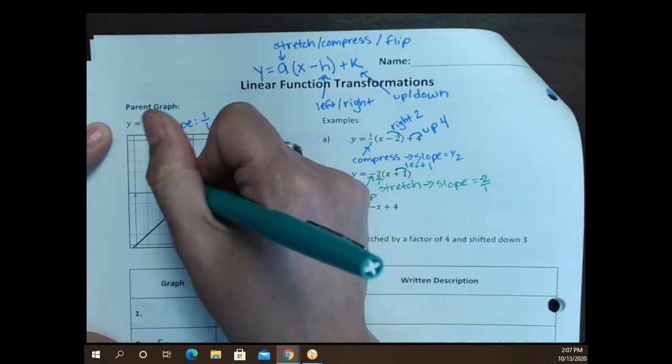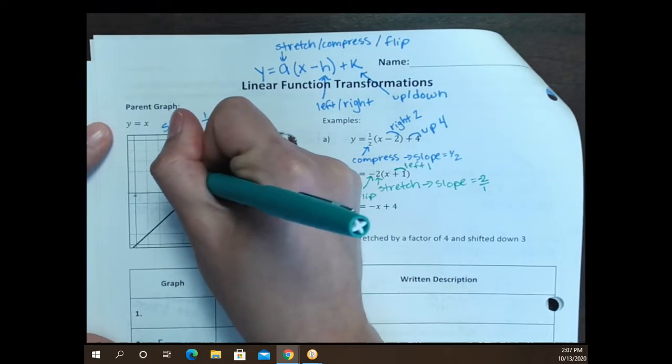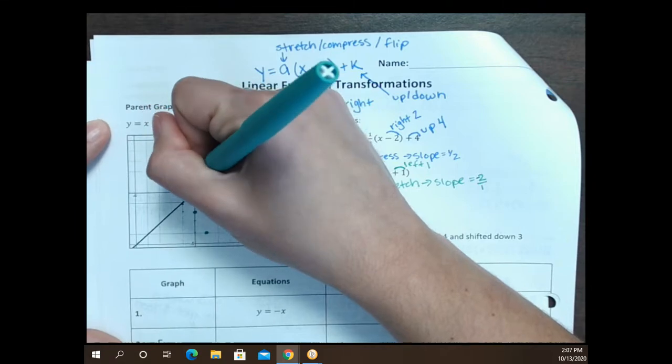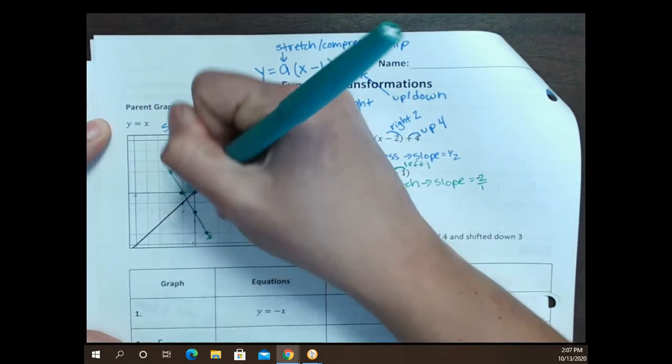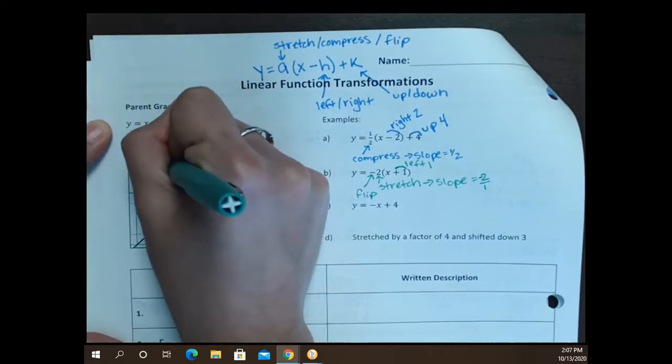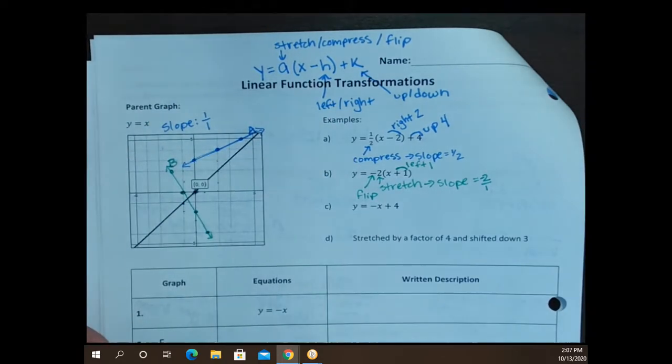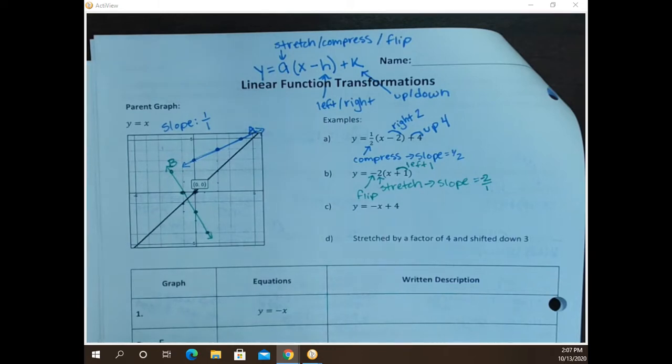And then we're out of space. I'm going to go up 2 and back 1 just to get one more point here. But there would be our line for B. Okay, so there's B. We shifted our points and then we stretched it and flipped it, right? We adjusted that slope.